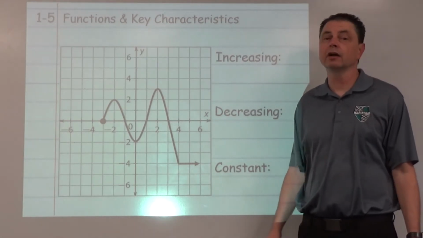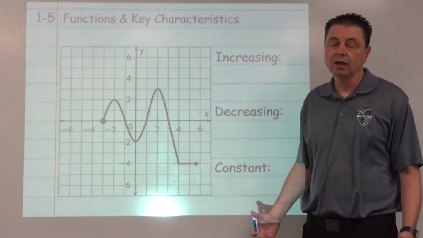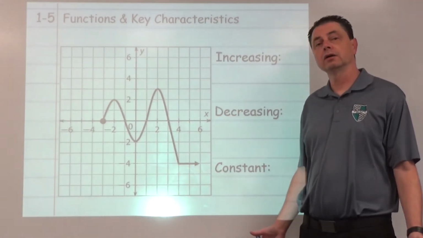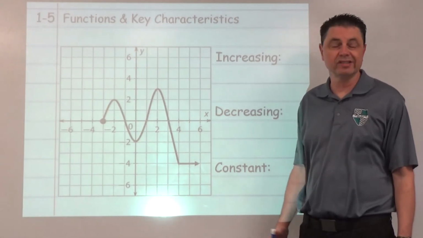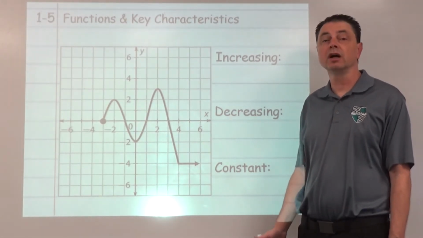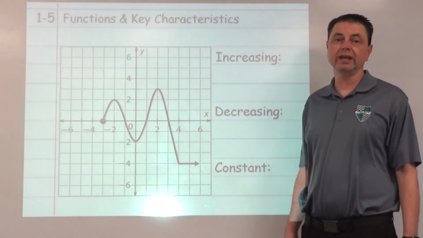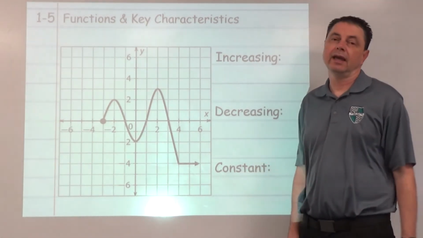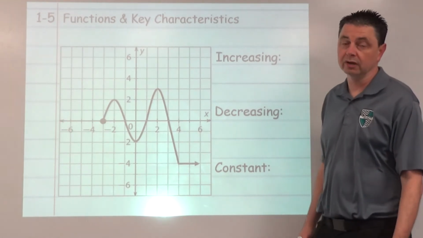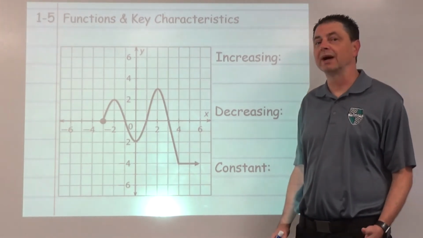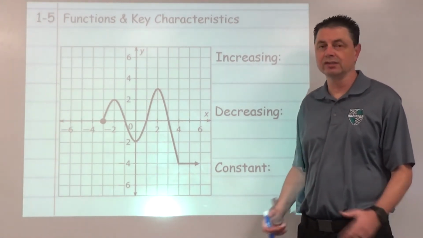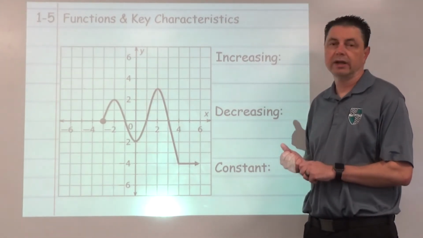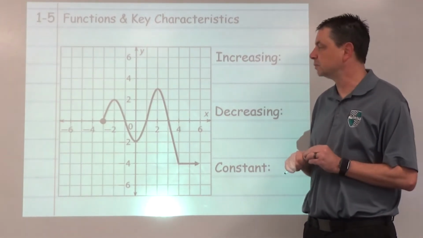The next key characteristics we're going to take a look at are where is our function increasing, where is it decreasing, where is it constant. These are domain intervals, meaning we're going to give x coordinates only, and they're open intervals, meaning we would never use brackets in this case. We're going to use parentheses always for our intervals. It's x coordinates in all spots.